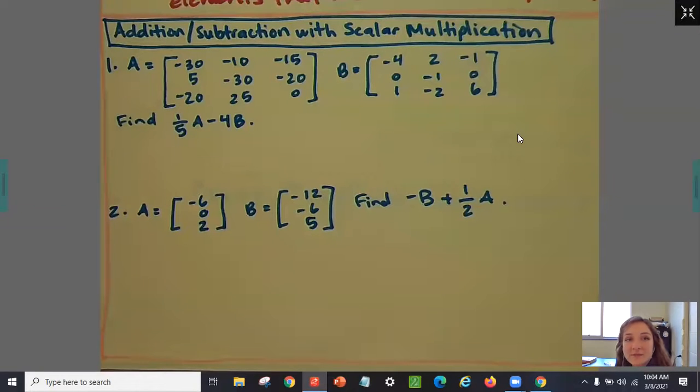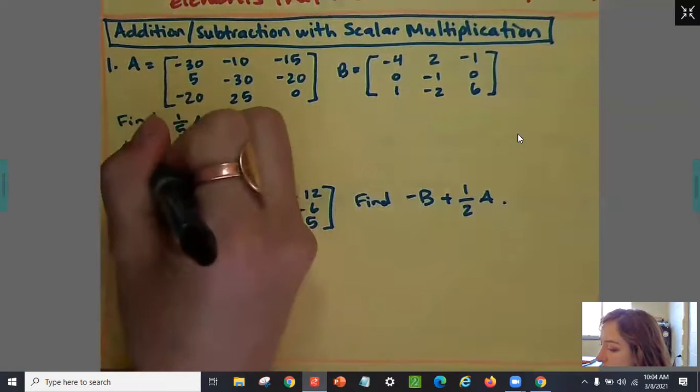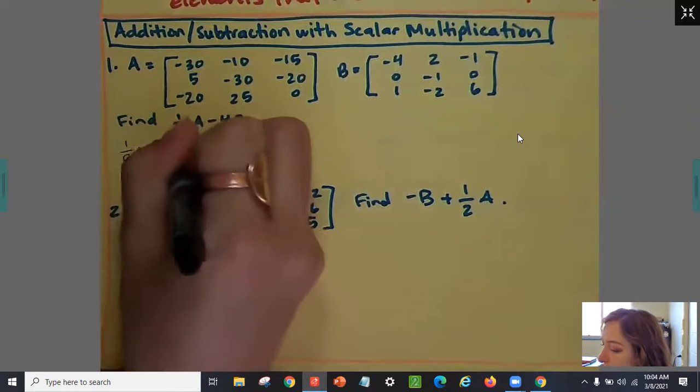Hello everyone. In this video we're going to be doing addition slash subtraction with scalar multiplication. It's a little bit different, but it's pretty much the same thing as before. So in this first problem we're going to be finding 1/5 a minus 4b.